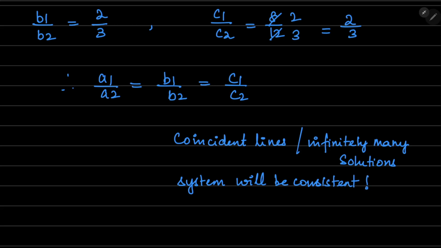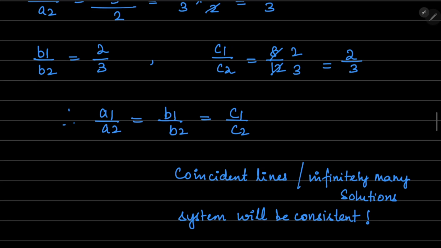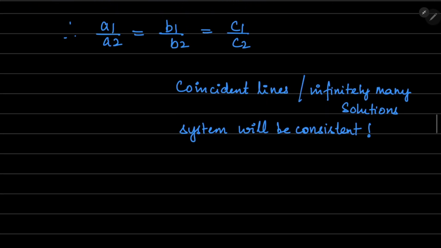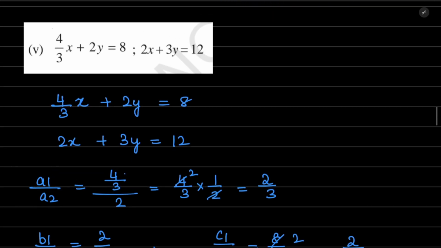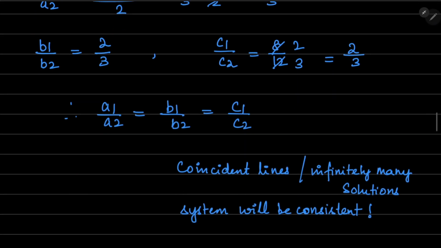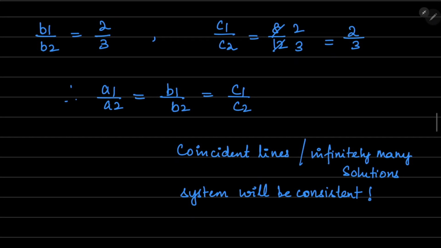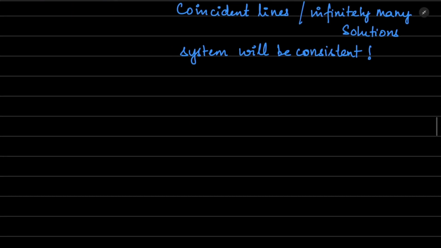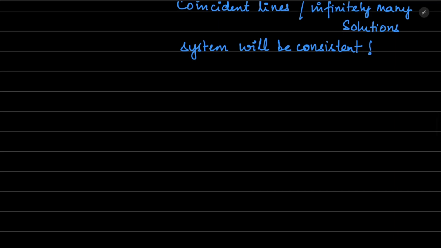Whenever it has a unique solution or infinitely many solutions, the system will be consistent. Let me write it correctly, the spelling of consistent, ENT. I hope you understood. So you have to practice more and more questions and remember these conditions, for unique solution, for infinitely many solutions, and for no solution. So we are done with these questions.